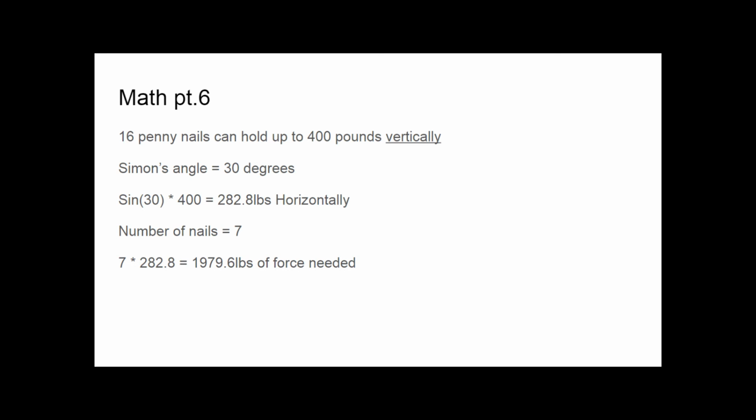To find the force needed to take down the fence at an angle of 30 degrees, which Simon jumped at, we could use a truss equation to find sine 30 times 400, which equals 282. And because of the dust coming out of the wood when he hits the fence, we know that there's only 1 nail per post, and since there's 7 posts, we can multiply 282 times 7 to equal 1,979 pounds needed to take down the fence.